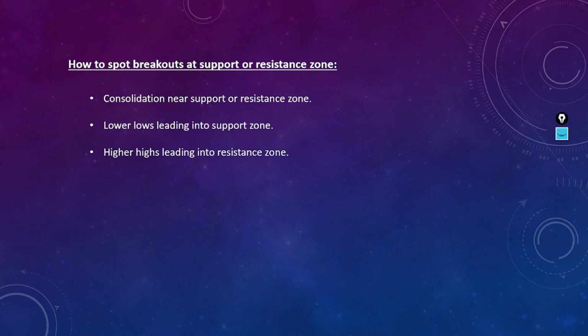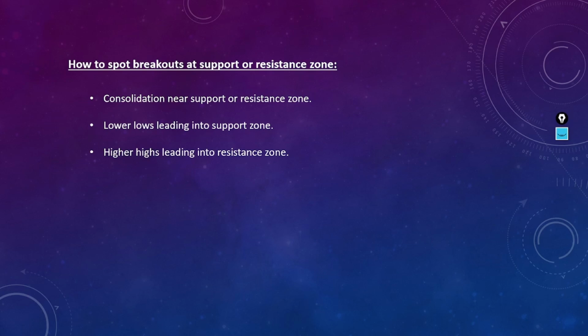How to spot breakouts at a support or resistance zone. Consolidation near a support or resistance zone. Like I was saying, if the price approaches your support or resistance zone or your trend line and is immediately rejected, then that is a sign of a reversal.